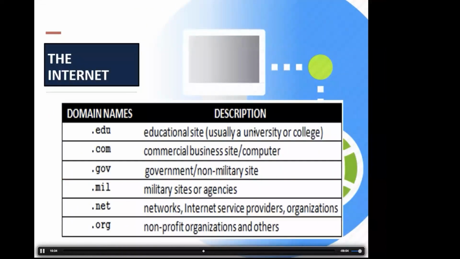A domain name is a unique reference that identifies a website on the Internet. Example, fatima.edu.ph. Fatima is the main domain name. .edu describes the domain as an educational site, and PH, as in Philippines, refers to where the domain will be found.